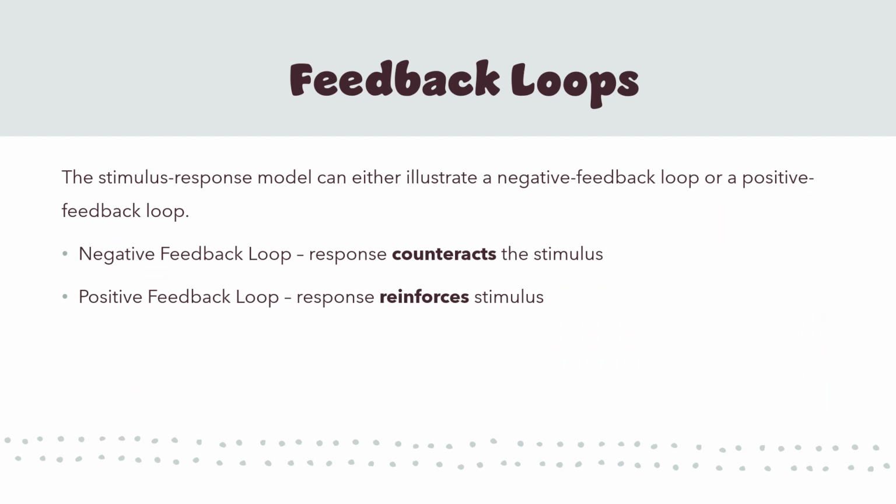So let's have a look at feedback loops. And so the stimulus response model can either illustrate a negative feedback loop or a positive feedback loop. We've been looking mostly at negative feedback loops. And so this is when a response counteracts the stimulus. A positive feedback loop, however, is a response that reinforces the stimulus. So let's have a look at some of these.